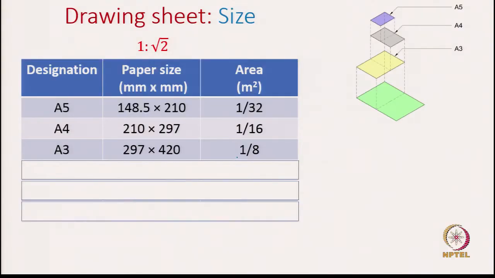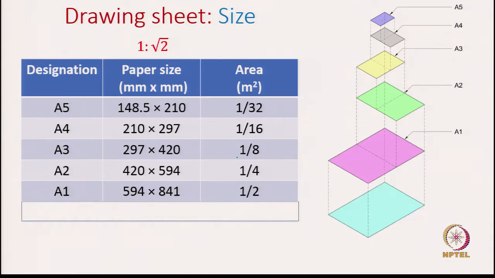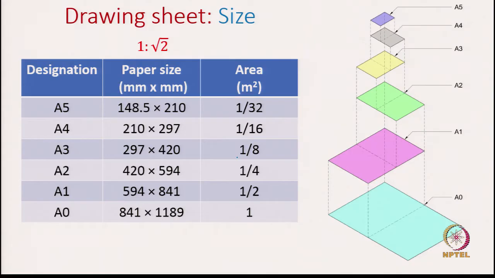As you go to A3 and then A2, A1, in every step the area doubles. So, now let us look at A2. Again this green one shows A2, which is double that of A3, and so on and so forth. A1 is double of A2 and A0 is again double of A1. As you can see, A0 is the drawing sheet which has the area of 1 meter square, and as you go smaller it becomes 1/2, 1/4 and so on.